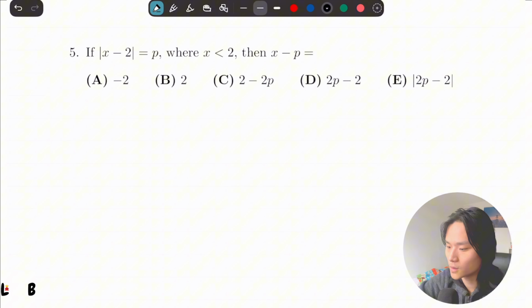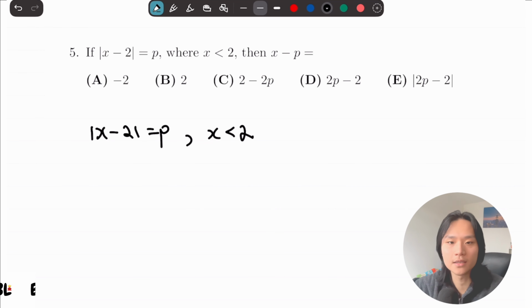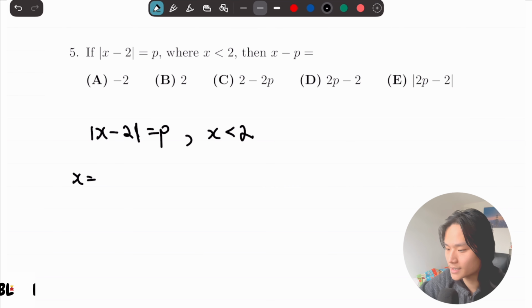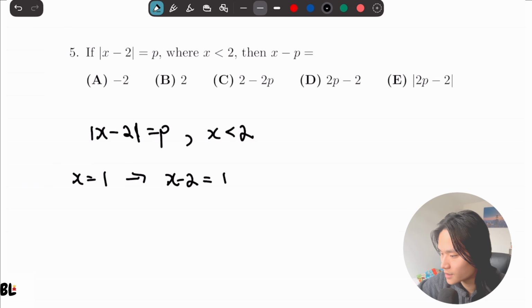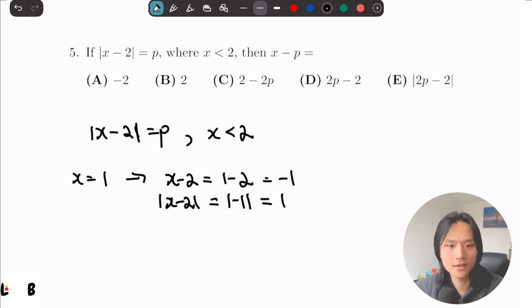So we know that the absolute value of x minus 2 equals p, and that x is smaller than 2. So let's try and substitute some values of x to understand what's going on. Let's say we have x equals 1. So if x equals 1, what is x minus 2? Well, x minus 2 is just 1 minus 2, which is minus 1. And the absolute value of that would be the absolute value of minus 1, which gives us 1.